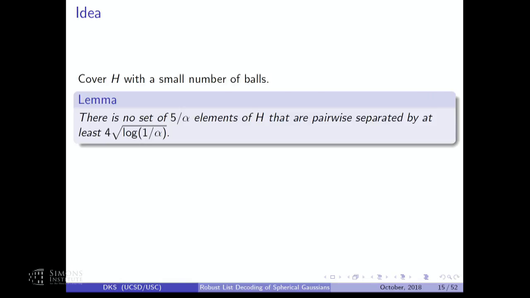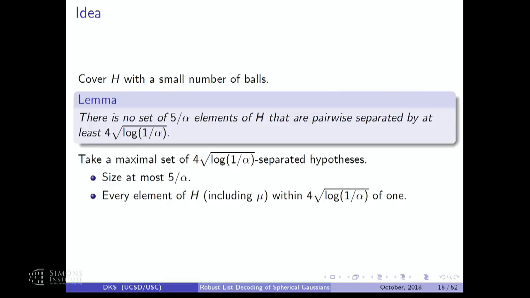But there's a not bad solution to this. The idea is we're going to cover the set H with a small number of balls. And so we can just return the set of centers of those balls, and the true mean will be inside one of those. So the lemma that we want here is that there is no set of 5 over alpha elements of H that are pairwise separated by more than 4 root log 1 over alpha.